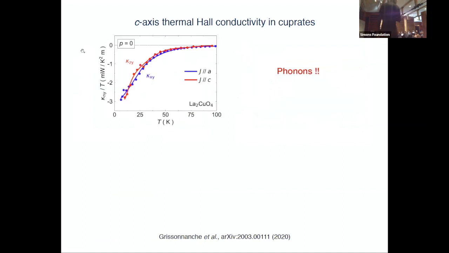So that's what came out at zero doping in La2CuO4, an insulator. It's basically the same. It doesn't really matter, actually, whether you send the current in the plane or not. So that immediately led us to conclude that it must be the phonons that are actually carrying the heat and are responsible for this thermal Hall.